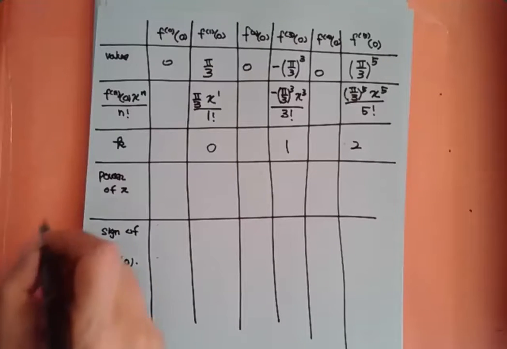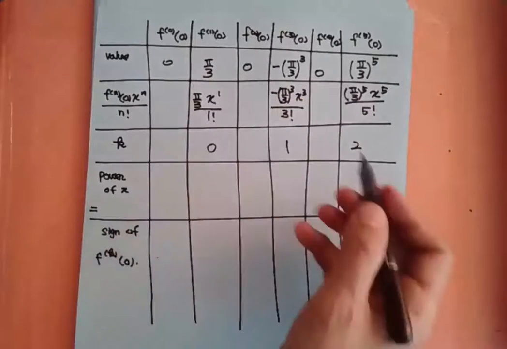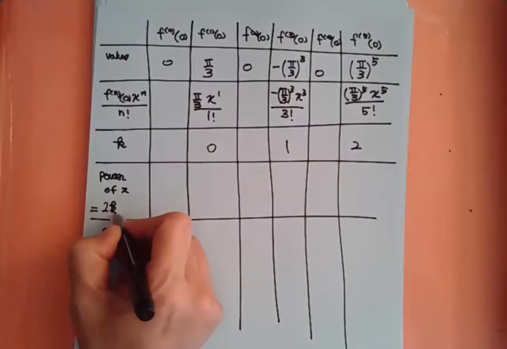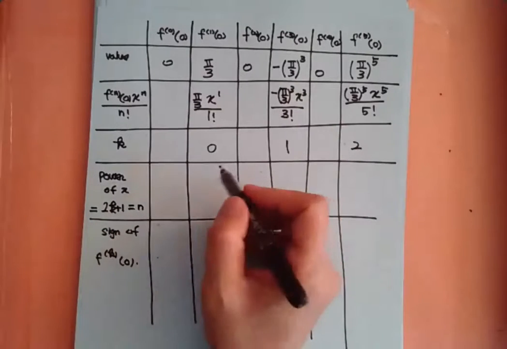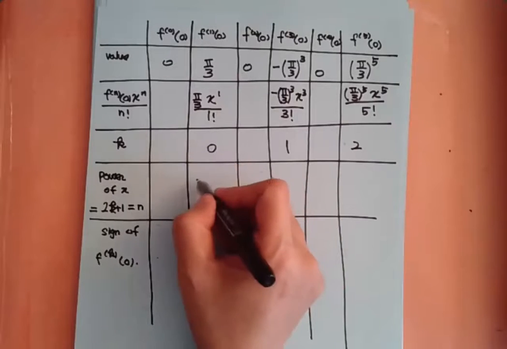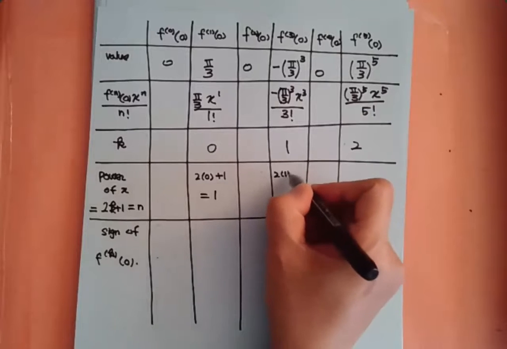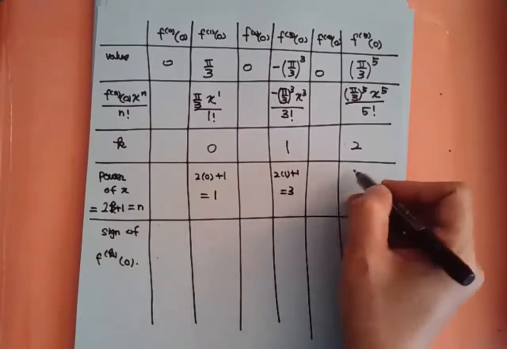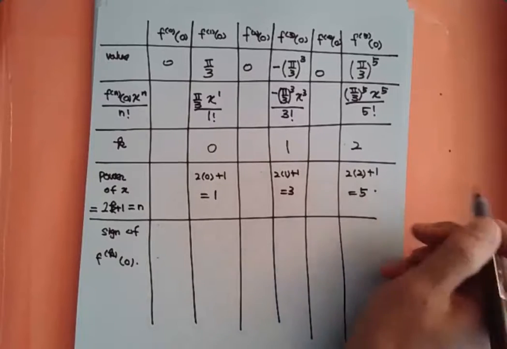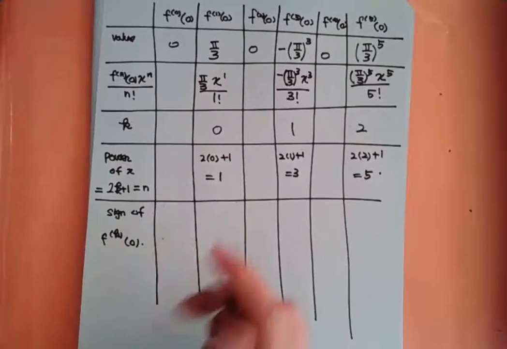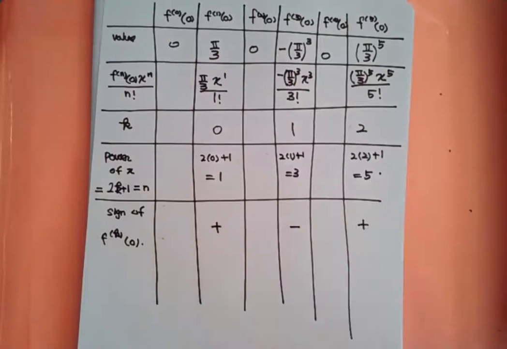So the power of x, these are odd numbers, and so we can describe that as 2k plus 1. That was n, right? So for this one, 2 times 0 plus 1 equals 1, and the next one is 2 times 1 plus 1 equals 3, and the next one is 2 times 2 plus 1 equals 5, and so on. The sign is, the first one is positive, the next one is minus, the next one is positive, right?